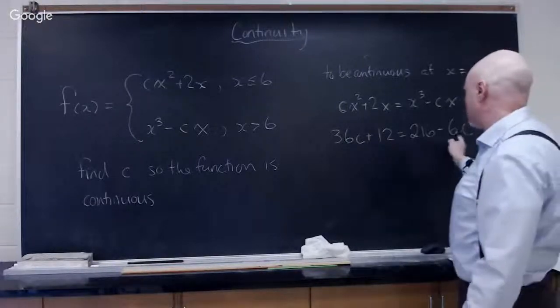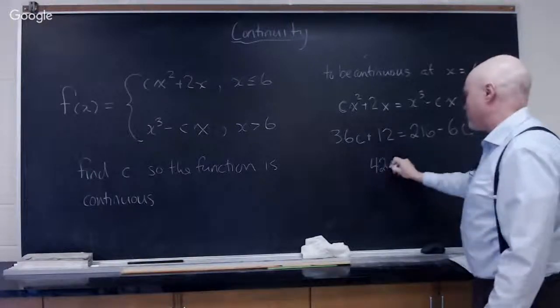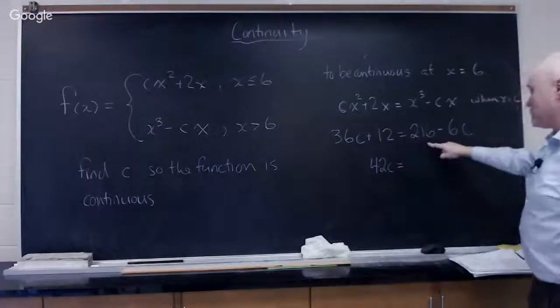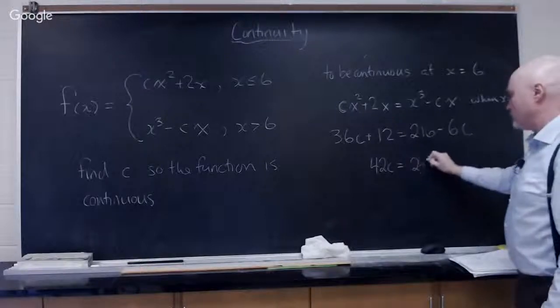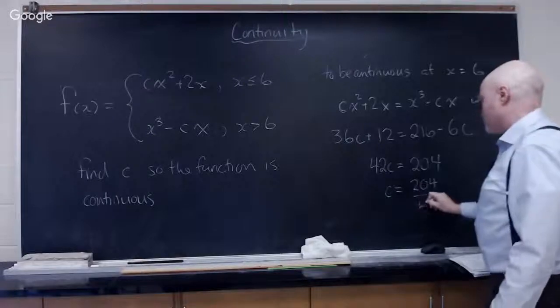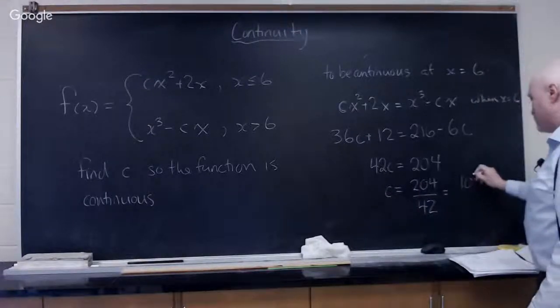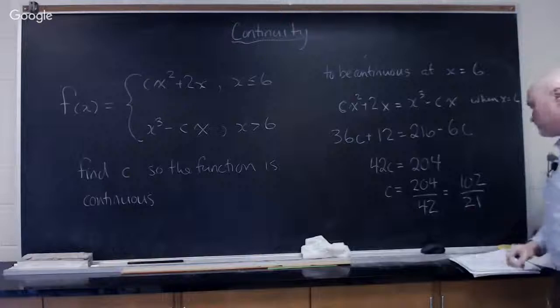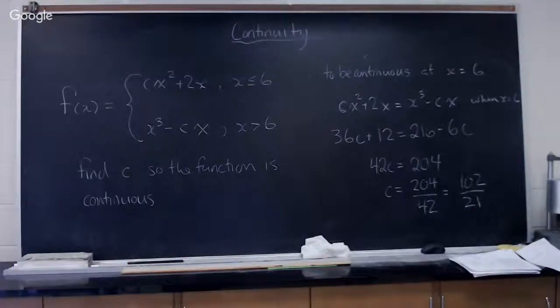So this actually becomes, I'm going to move the c's over onto this side. 42c is equal to 204. And so c is equal to 204 over 42, which is 102 over 21. And does 3 go? Oh my goodness, 3 goes into both of these. And so 3 goes into this 34 times. And 3 goes into that 7 times. And then we're done.